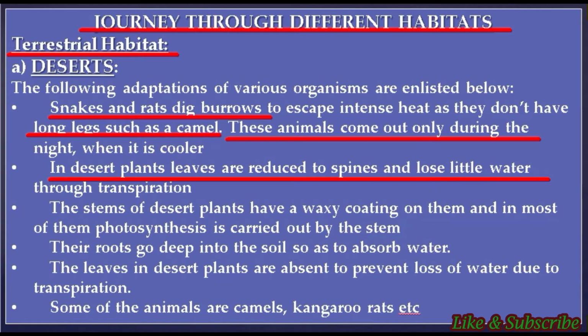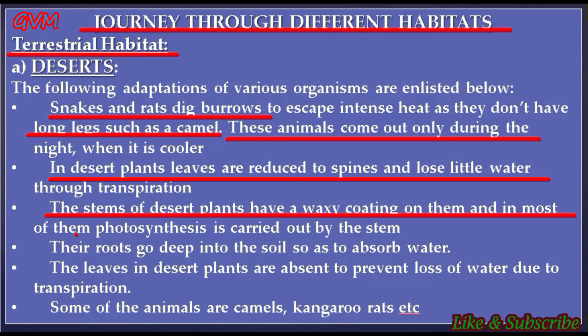And students, you are very well familiar with the process of transpiration, in which the plants give out water in the form of water vapor. So here in deserts, plants' leaves are reduced to spines in order to lose little water. Students, next, the stems of the desert plants have a waxy coating on them. And students, this waxy coating helps plants to lose little water.